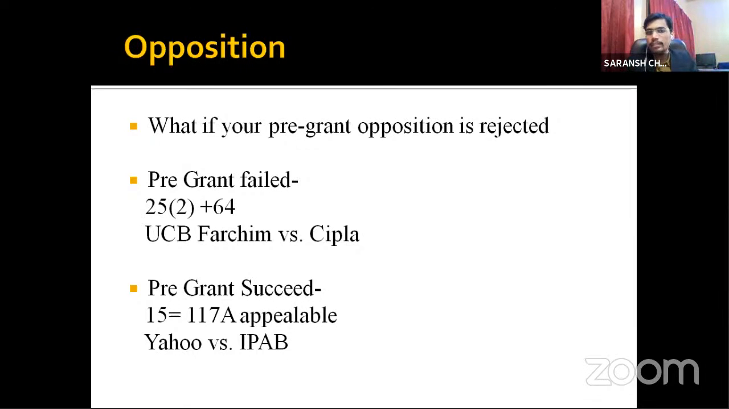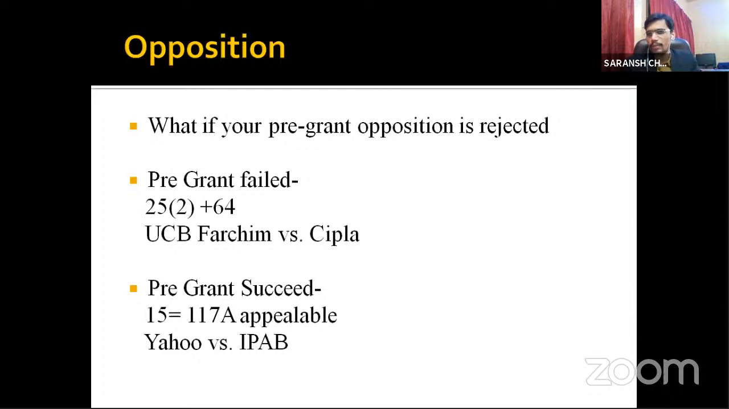In UCB versus the same case was dealt with, in which the court says that any order of refusal of a patent application is appealable to the High Court. The controller rejects the patent application in pre-grant, and the appeal to the High Court is specifically mentioned, right? So this is what the pre-grant and post-grant opposition is. The remedy in terms of pre-grant and post-grant opposition. Sorry, not post-grant, pre-grant. What about post-grant?